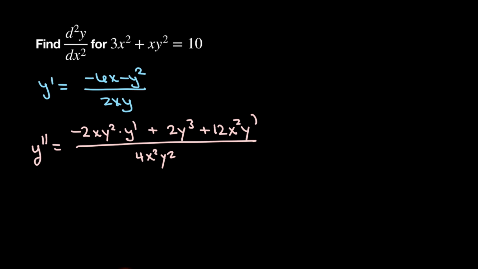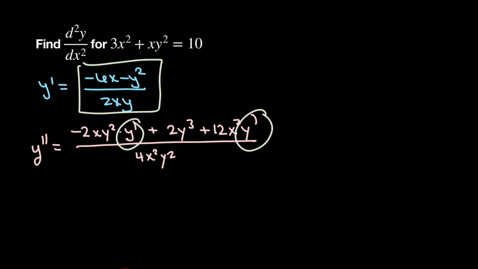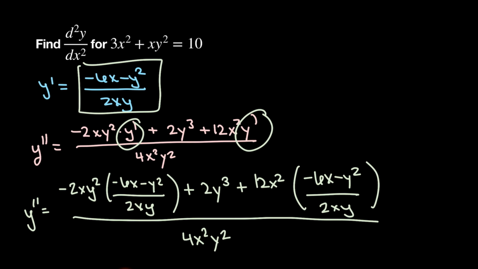We're not done, unfortunately. So finally, when you're finding a second derivative, you find your first derivative, you take the derivative of that. There's going to be an extra step there. We really want our final answer to be in terms of x and y only. So what we're going to do is get rid of these y primes because we actually know what y prime is. We computed that earlier. So I'm going to replace both of those y primes with my negative 6x minus y squared over 2xy. All right, so I replaced both of my y primes with that derivative.